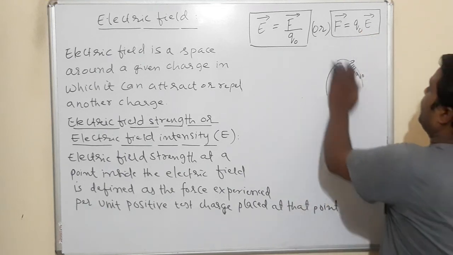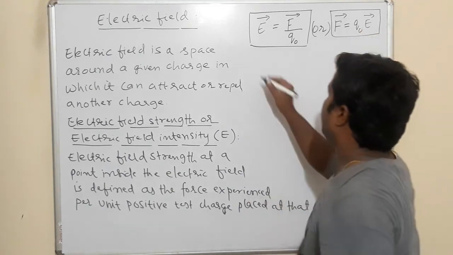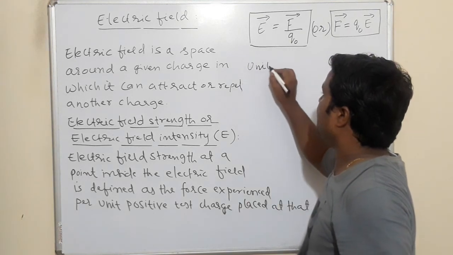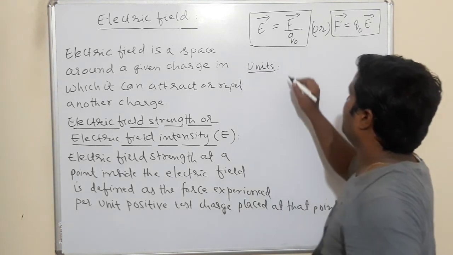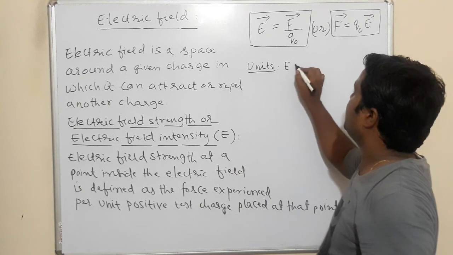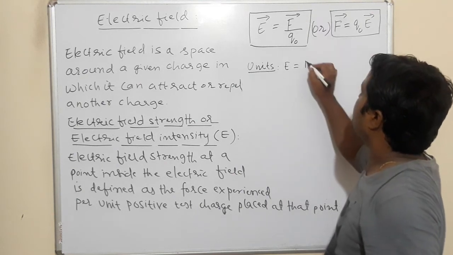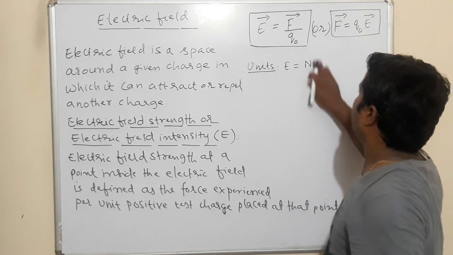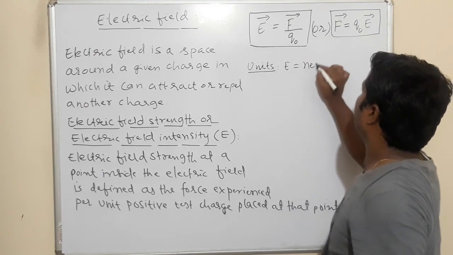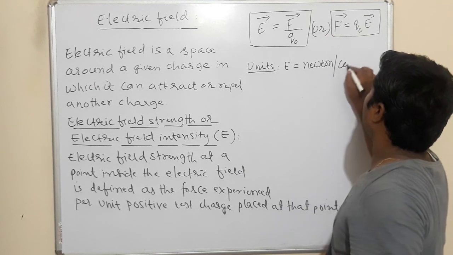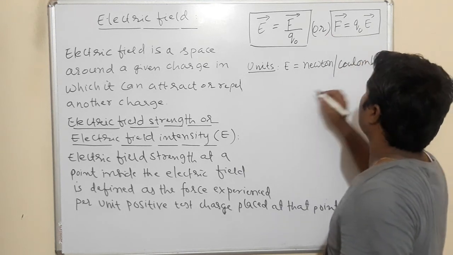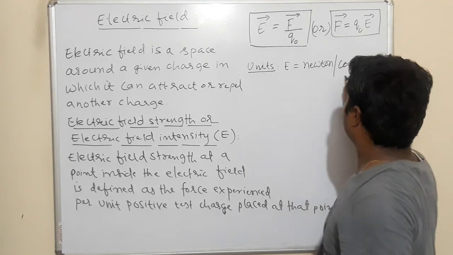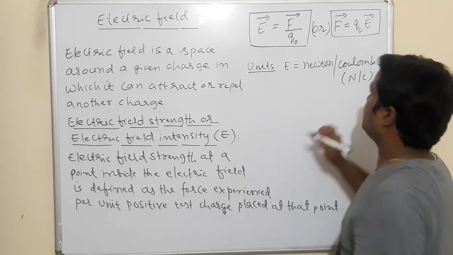Okay, then by this formula we can also find the units and dimensions of E. What is the unit? E is equal to force by charge. Force is in Newton, charge is in Coulomb. Newton per Coulomb is the unit of electric field, with the symbol N per C.